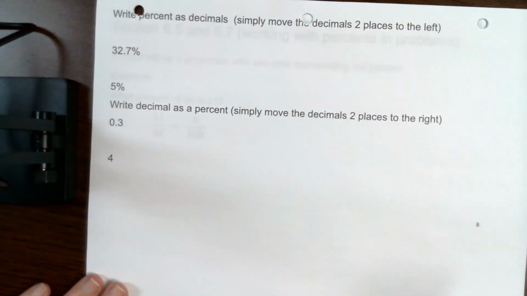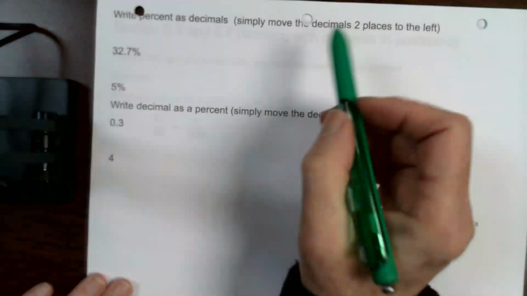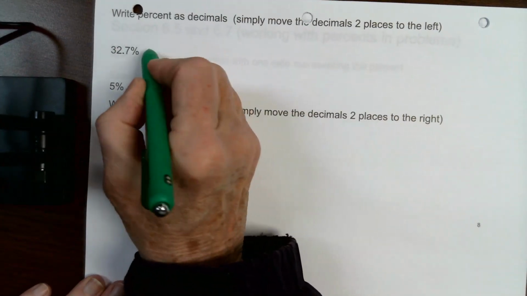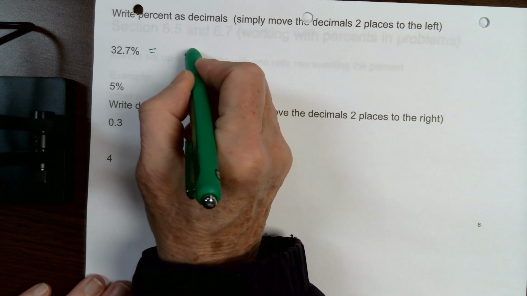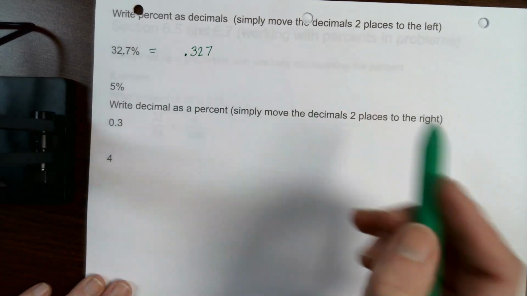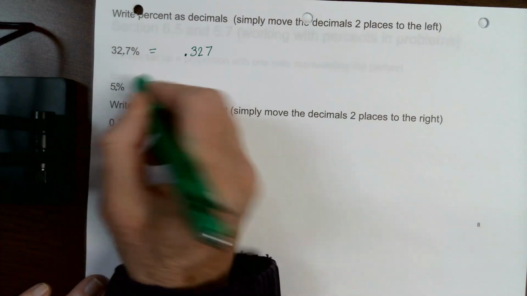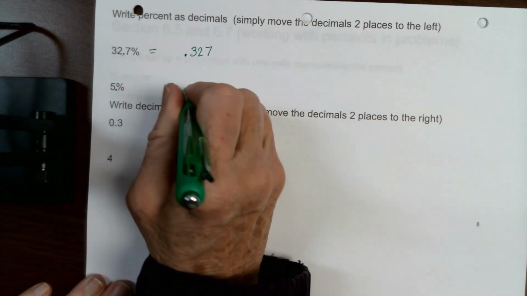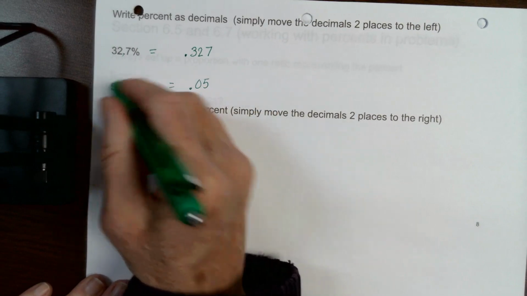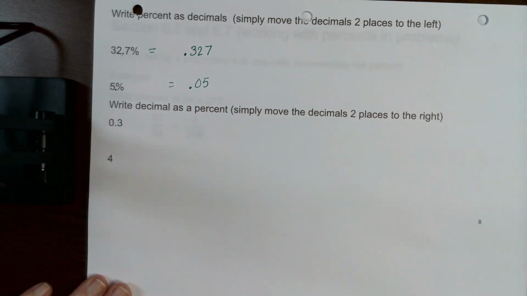All right, we have to be able to write a percent as a decimal. I'm simply going to move it 2 places to the left. So this becomes decimal 3.27 because I moved it 2 places. This one, the understood decimal is behind it, so it's going to become decimal 0.5. I've got to add a 0 in front so I can move it 2 places.